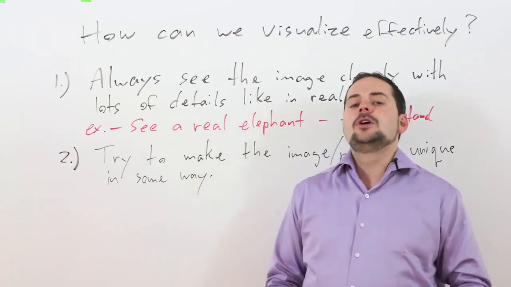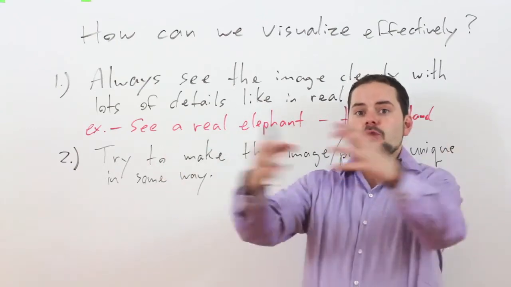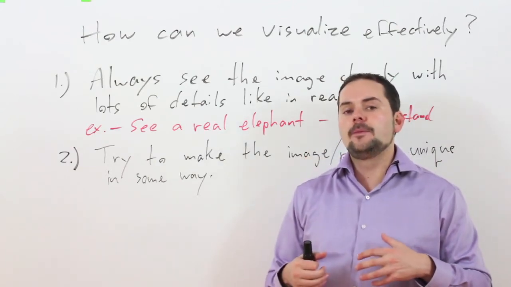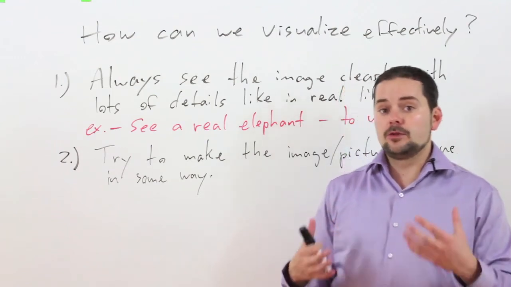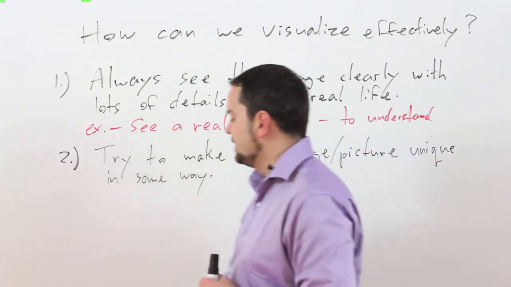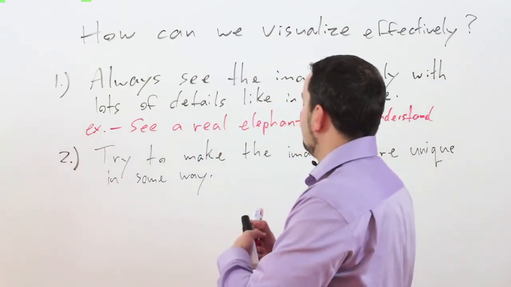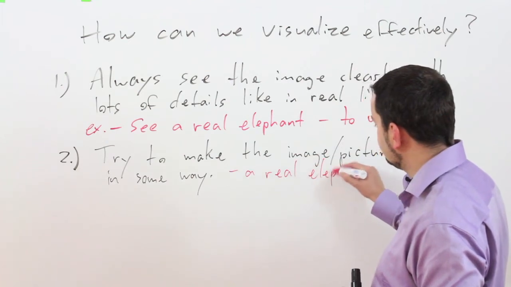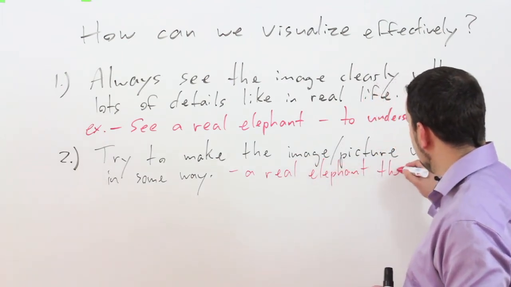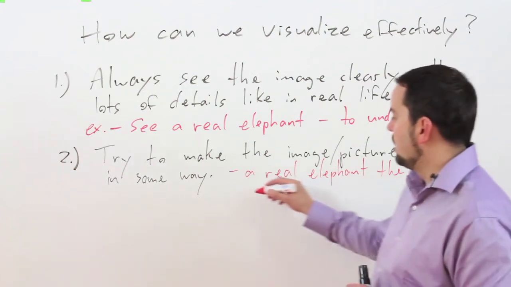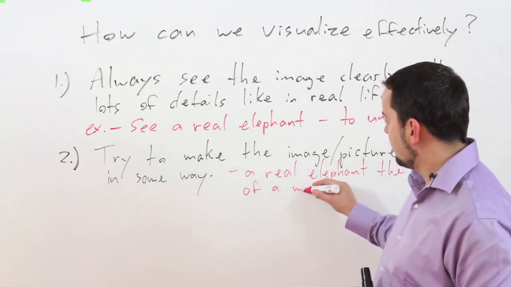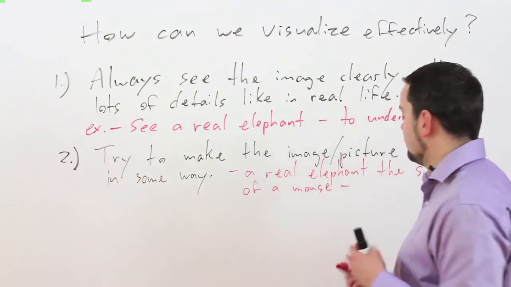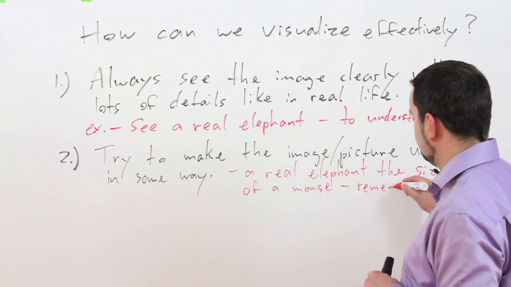So now your brain will try to grab and hold this information much, much more accurately, more stronger, and for longer. So again, the example here is a real elephant the size of a mouse. And here, of course, what you're doing is you're helping your brain to remember the information.